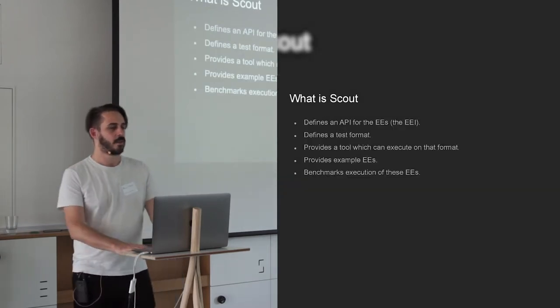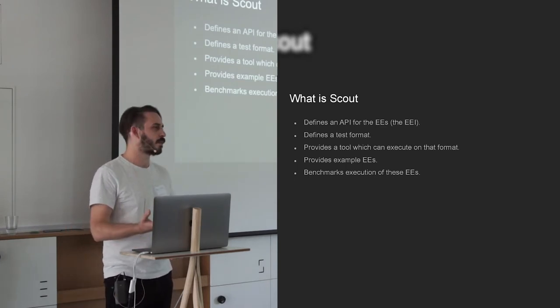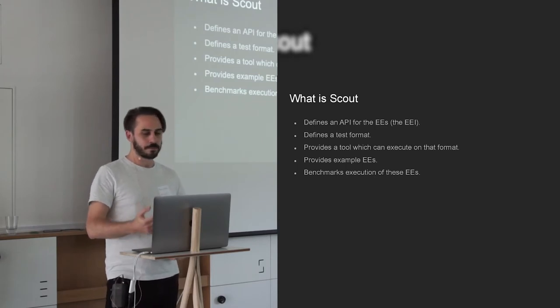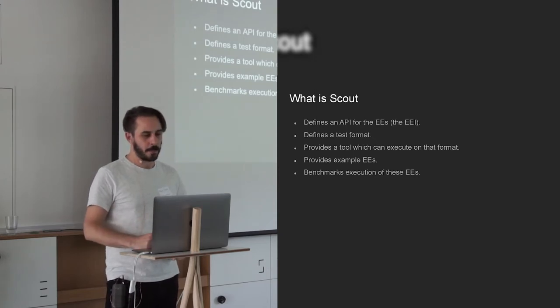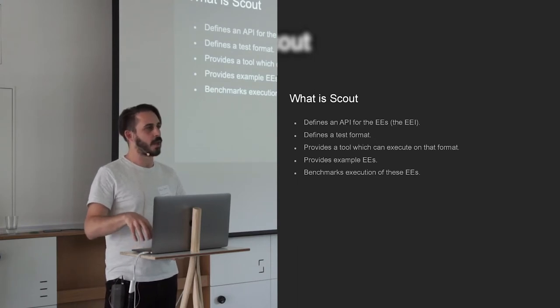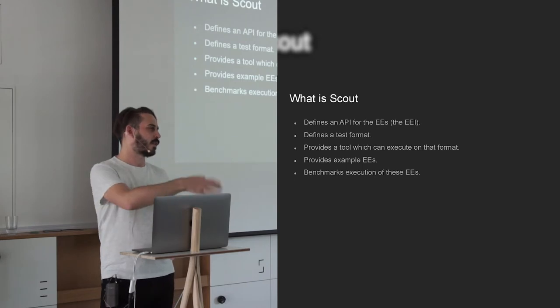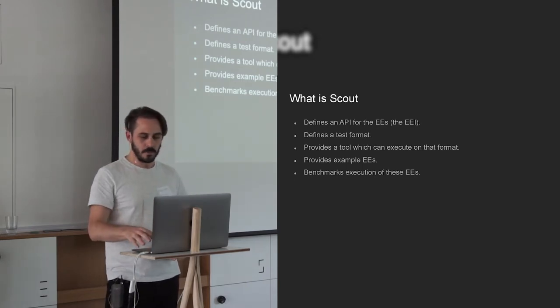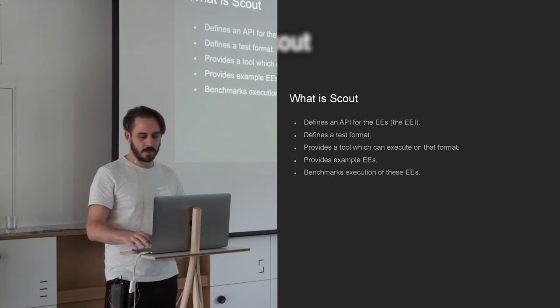Now, Scout itself, as I said, is a monorepo, so it contains a couple of different things. It defines this interface between the execution environment, which we just call the EEI, execution environment interface. It defines a testing format, which is in YAML. It provides a tool which can use this YAML and execute it and give you the results. It also provides a couple of example execution environments. So that's some of these things I've mentioned in Milestone 2. And it also benchmarks these executions because we really want to end up with a high-performant solution. So benchmarking is essential here.